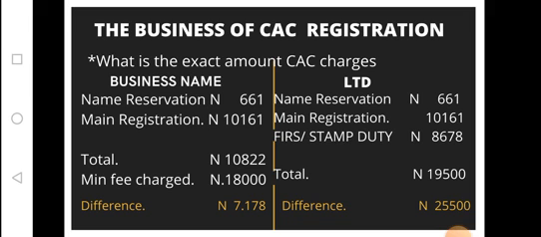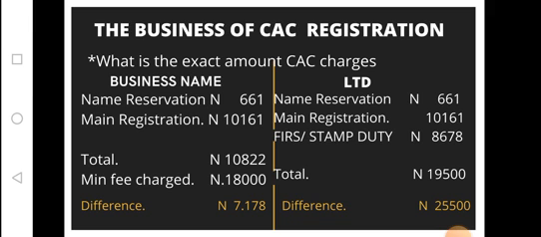Then again, for a limited liability company, CAC will charge name reservation 661 naira, main registration 10,161 naira, FIRS and stamp duty 8,678, and when you total it, you'll be spending 19,500. And the least you can get this registration done from a consultant is about 50 to 60,000. In fact, as a consultant, I charge 60,000 naira because of my brand. People know I'm perfect at what I do. People know my quality of work, and because of my brand, I charge 60,000 naira.